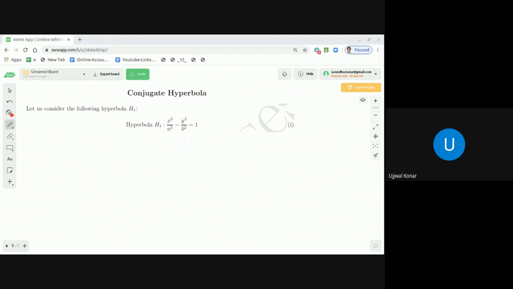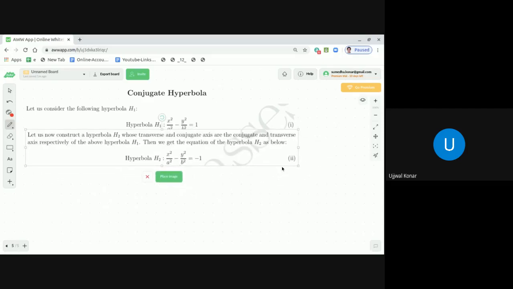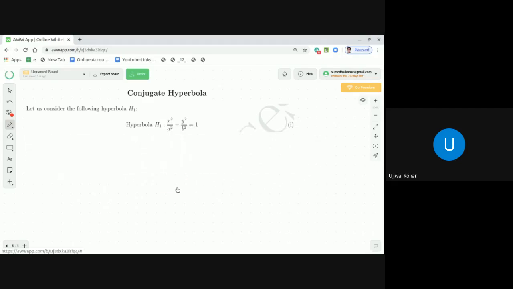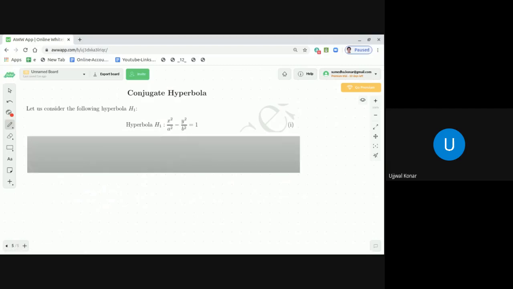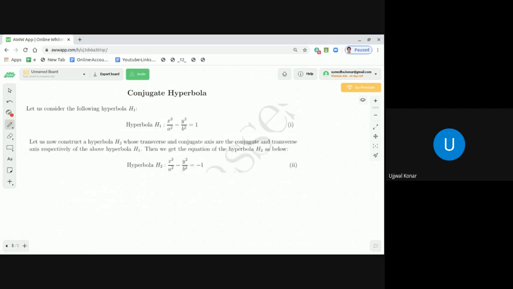Whatever I just said in the last couple of minutes, let me write it down here. Let us now construct a hyperbola H2 whose transverse and conjugate axis are the conjugate and transverse axis respectively of the above hyperbola H1. Then we get the equation of that hyperbola H2 as x square by a square minus y square by b square is equal to minus 1.